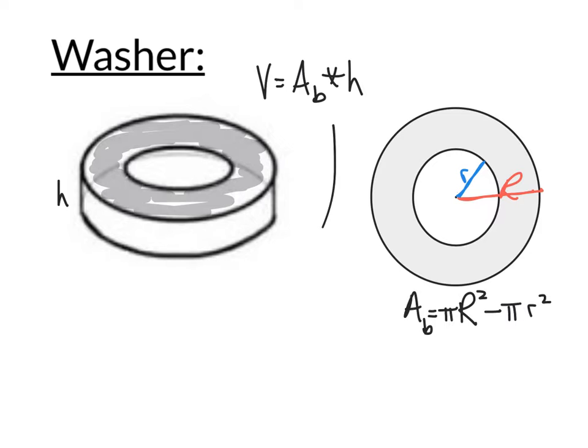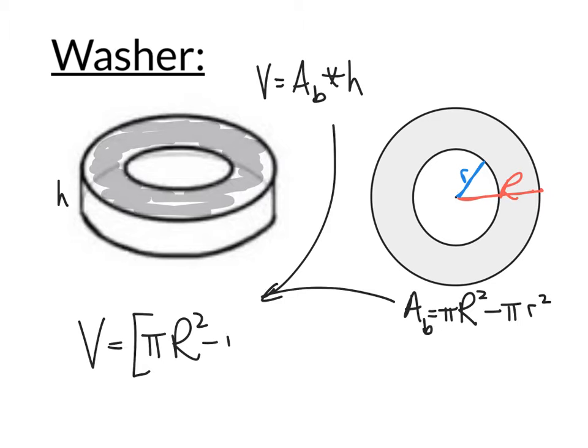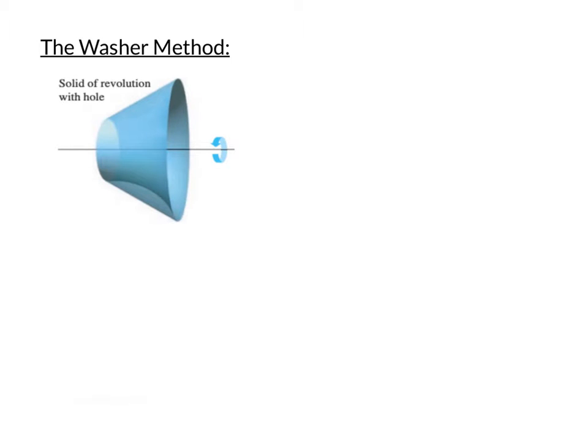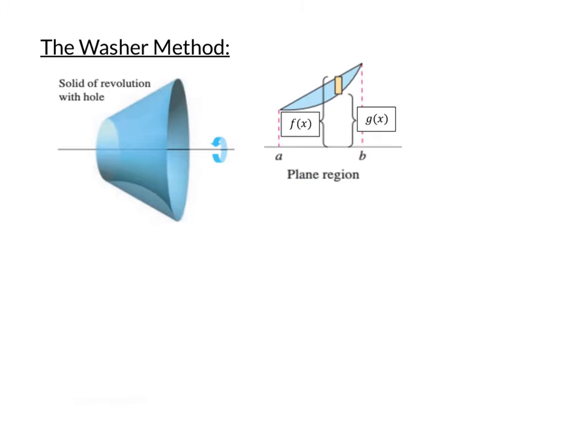Now we can put these two ideas together and come up with the volume of a washer as being the area of the base, that pi r squared minus pi little r squared, times the height or the depth of the washer. How that washer becomes helpful for us is when we're trying to find the volume of a solid of revolution that has a hole running through the middle of it. When we take a look at the region that's being rotated around from right here, we see that we're going to have the difference of two functions.